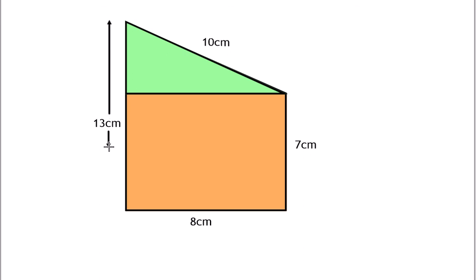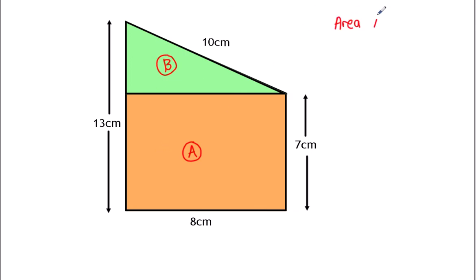But the 13 measures all the way up to the very, very top. If you think of it like a house, the 13 goes all the way to the roof. The 7 doesn't include the roof bit, the triangular bit. So this is a little bit trickier. If I label it A and B, shape A is probably the easiest.